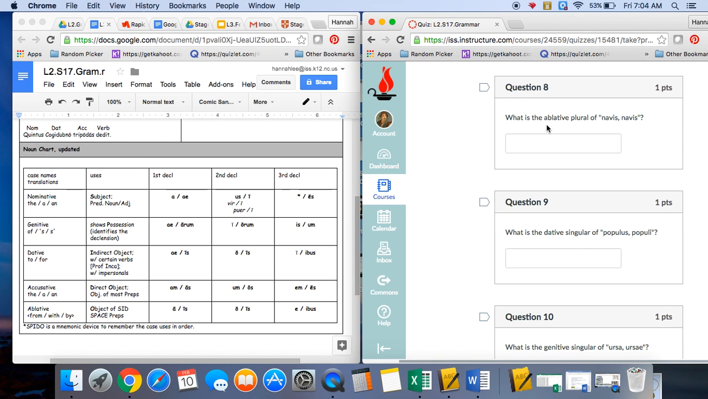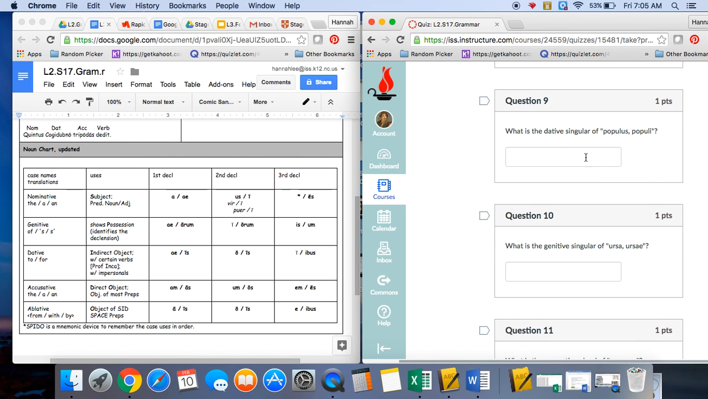Number 8, we're trying to find the ablative plural of navis. Navis is what declension? Third declension again, just like canis was. So third declension, you have nominative, genitive, dative, accusative, ablative at the bottom. We need it to be plural, so that's going to be I-B-U-S. The root word is N-A-V, and then add your I-B-U-S.